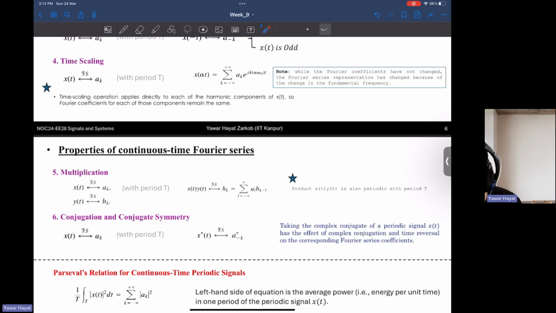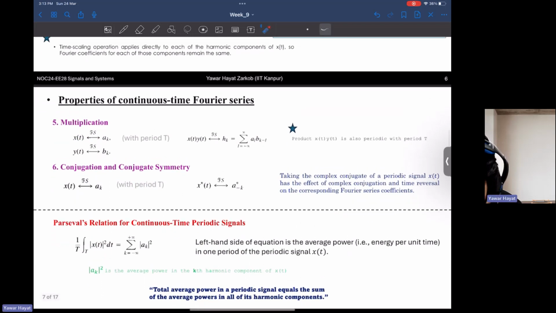We observe that this sum, the HK expression, may be interpreted as the discrete time convolution of the sequence representing the Fourier series coefficients of x of t, and the sequence that represents the Fourier series coefficients of y of t. So a discrete time convolution of the individual Fourier series coefficients. That is what you can remember to write this result.